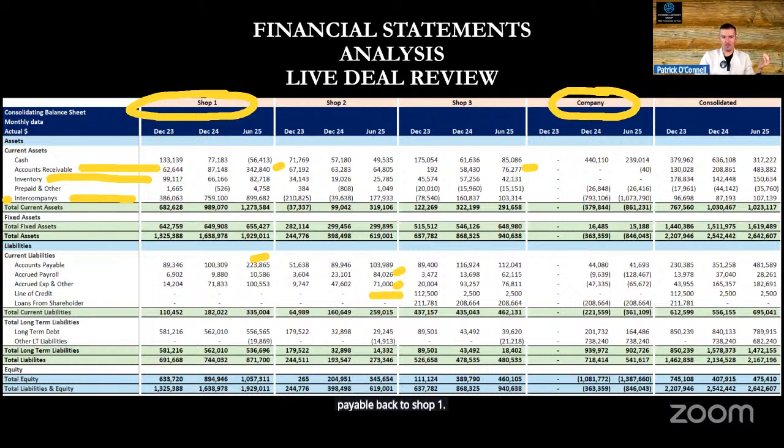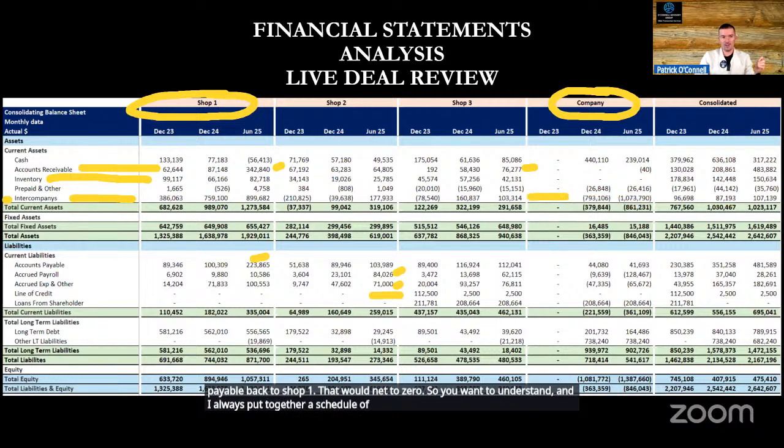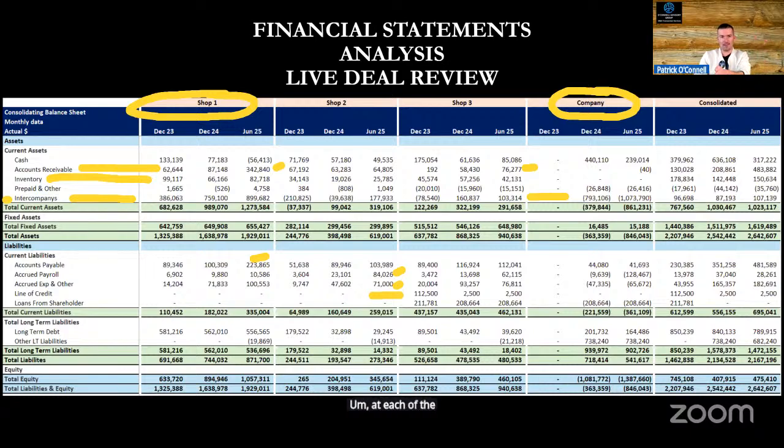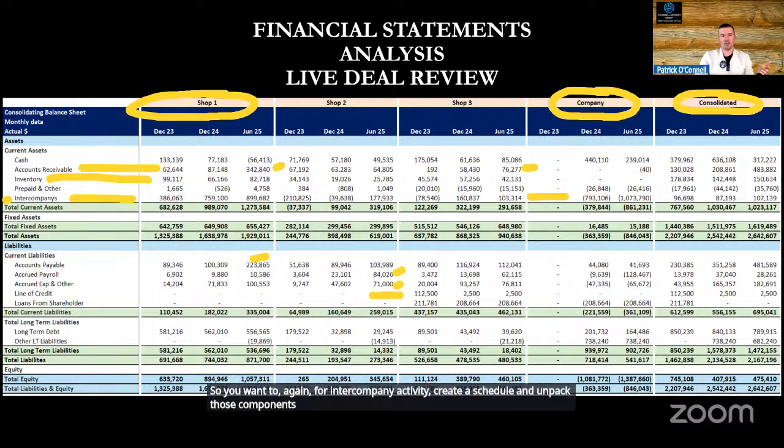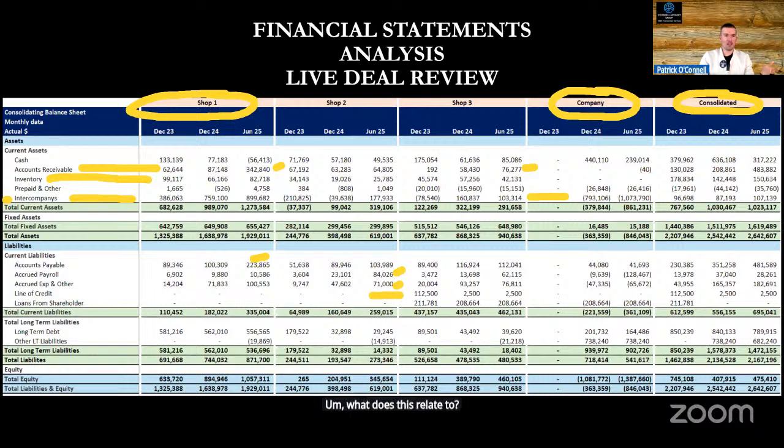That would net to zero. So you want to understand, and I always put together a schedule of intercompany activity. You want to see what the components of it are and really make sure that there's nothing slipping through the cracks at each of the individual entities or in consolidation. So for intercompany activity, create a schedule and unpack those components and ask management questions about what this relates to, how they are updating the intercompany activity, just to make sure there are no related party transactions within them.